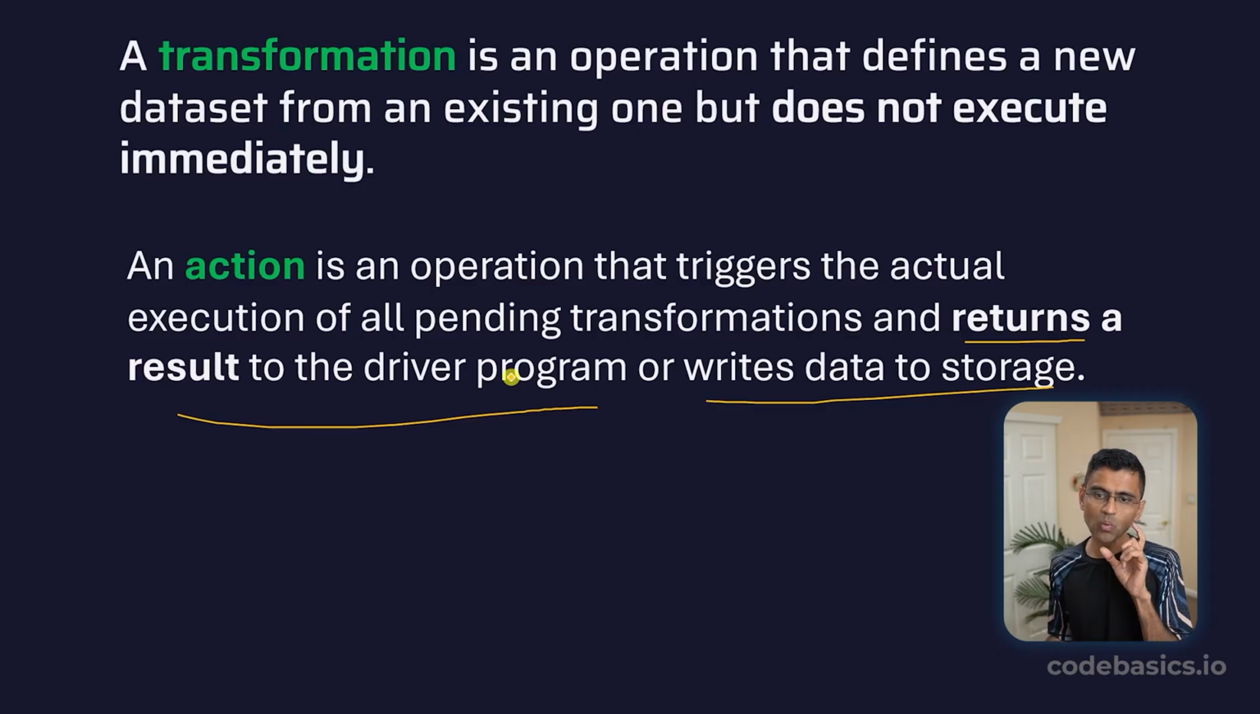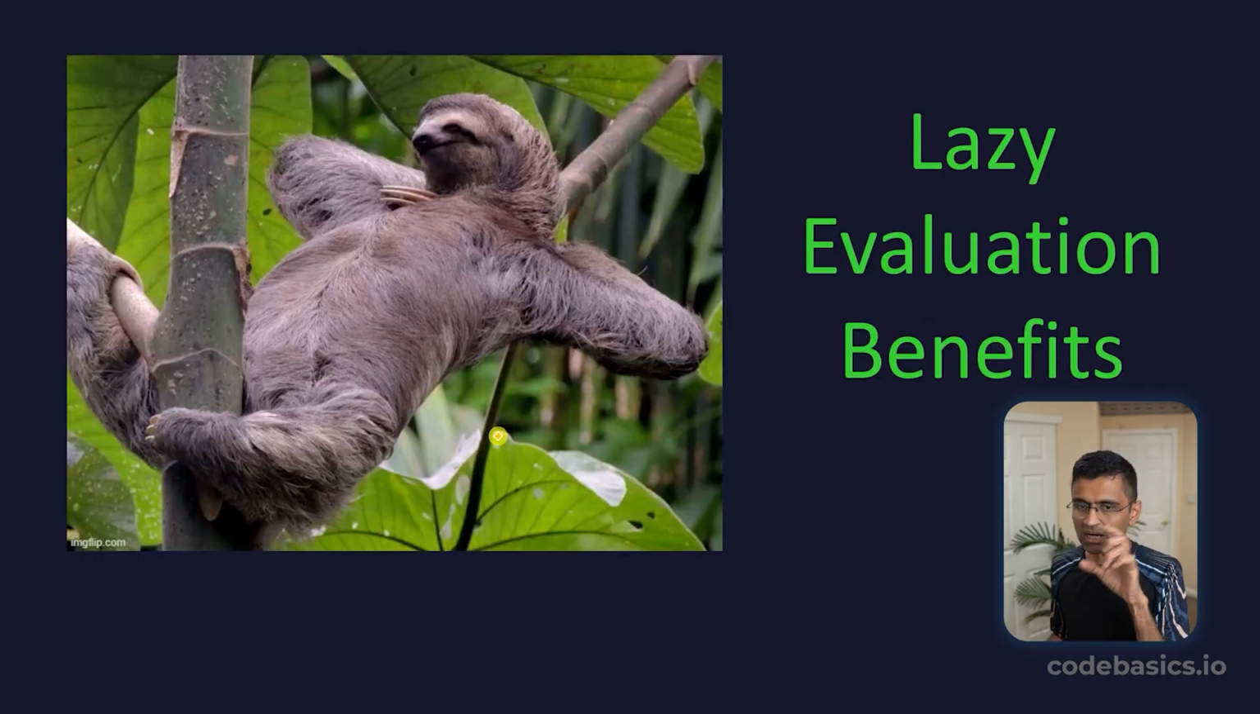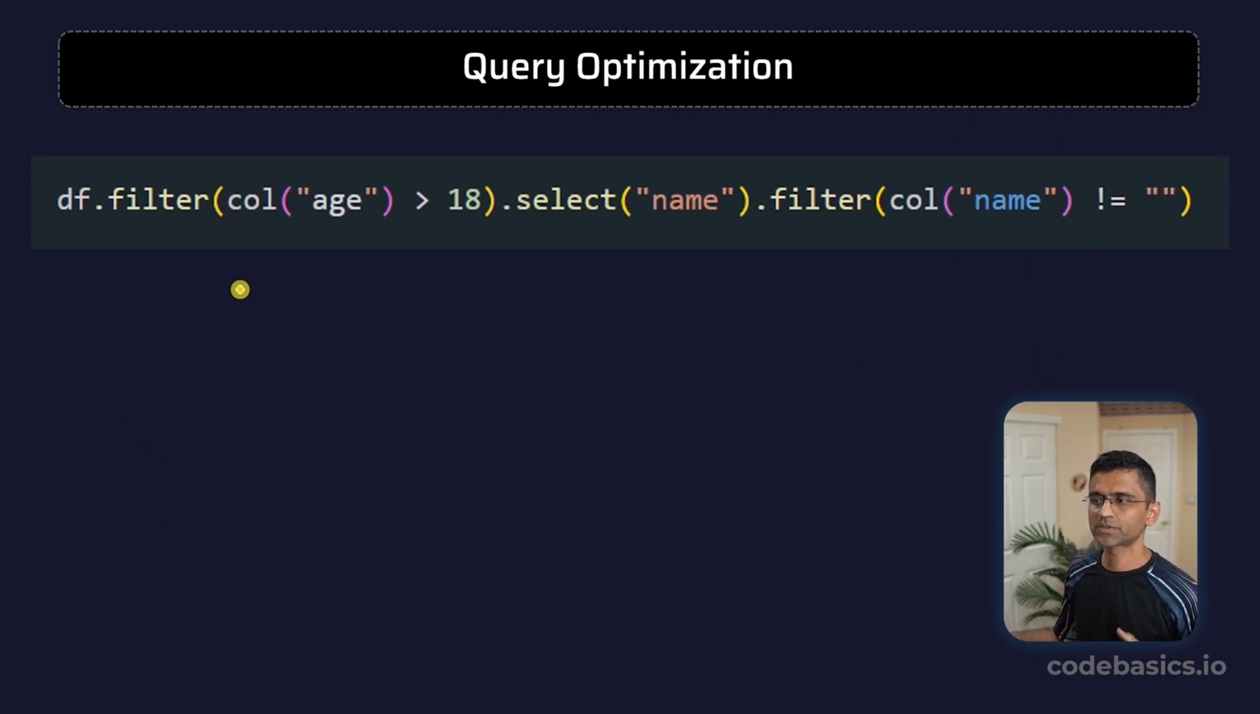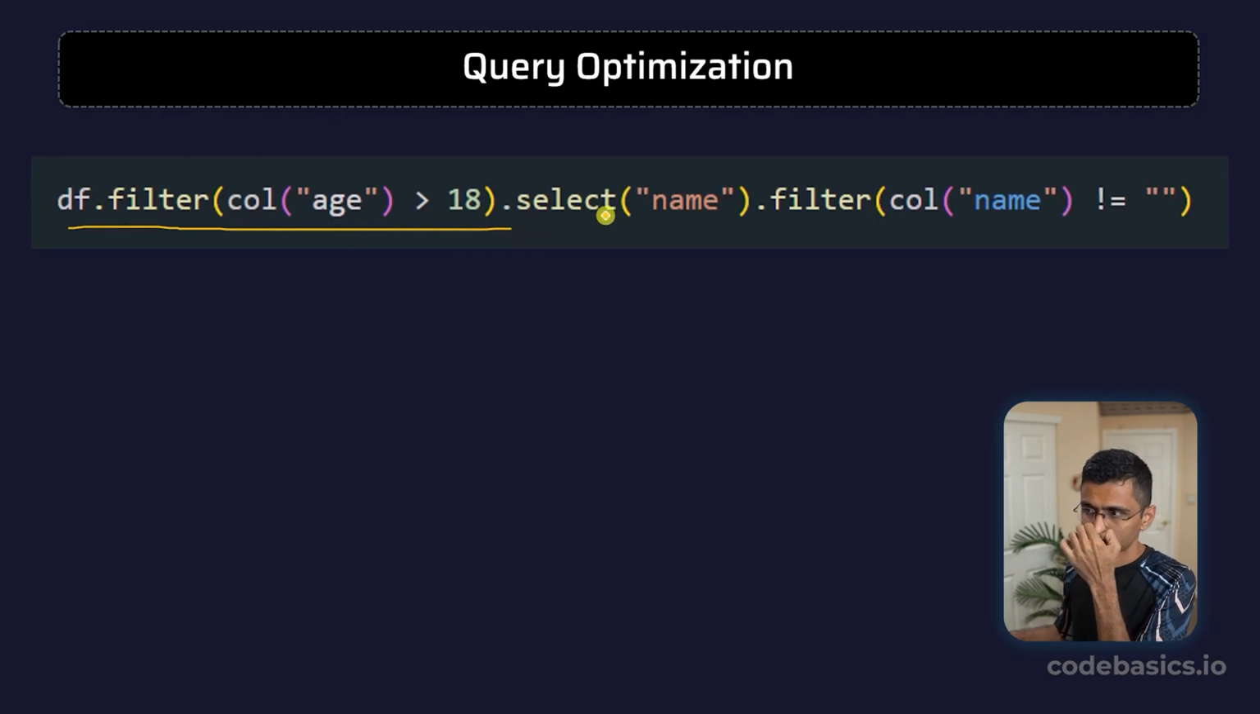Now let's understand, why do we do lazy evaluation? There are a couple of benefits. The first one is query optimization. Just look at this query. If you have eager execution, which is if you're executing at every step. See, right now I'm showing one line, but many times you can have df1 is equal to df.filter, then df2 is equal to df1.select. People do that. So if you don't have lazy execution, then what will happen is it will first filter on age greater than 18. Then let's say this data frame has 5 columns. Now it will select only one column, select name.